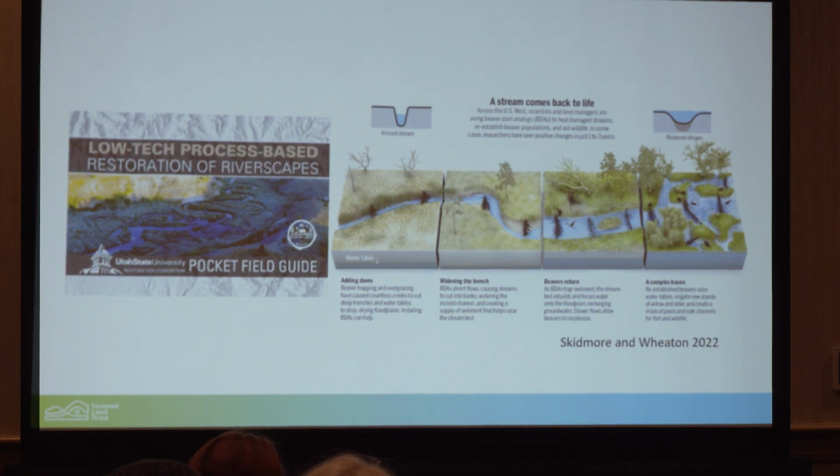So Utah State University came up with this great pocket field guide that's like $10 or $12. It's free as a PDF online. So I would recommend just taking a look. Low-tech process-based restoration of riverscapes.